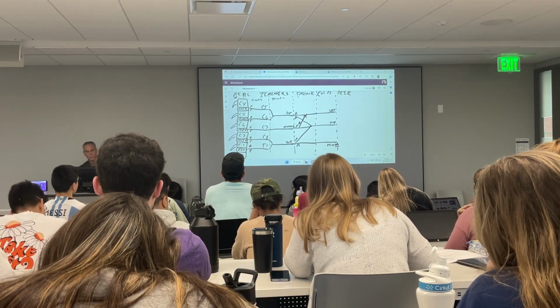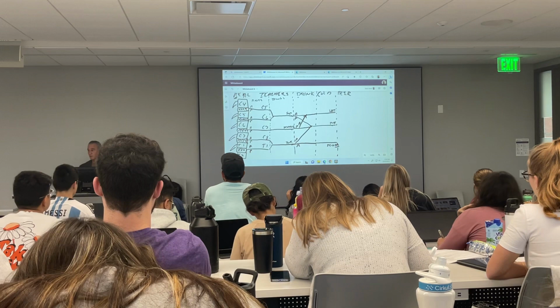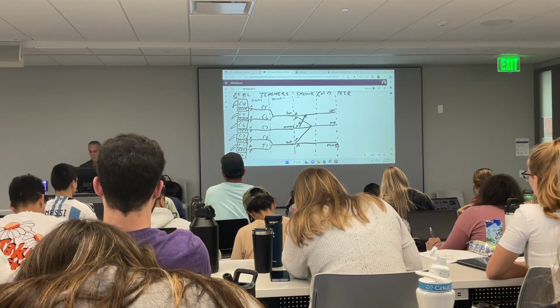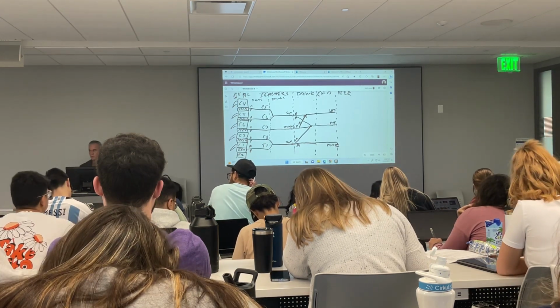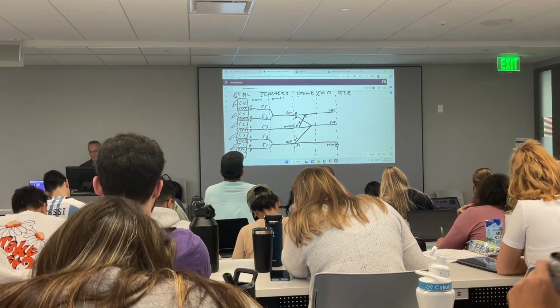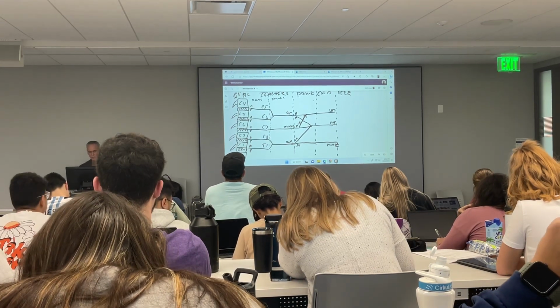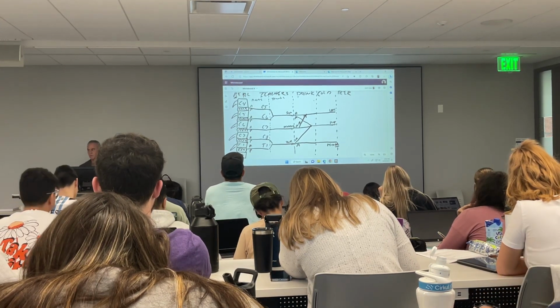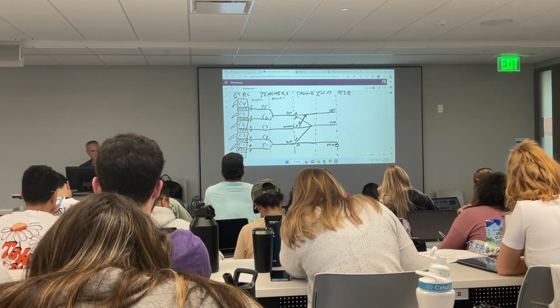So the lateral cord, you could say, is a pure anterior division cord. The posterior cord is a pure posterior division cord. And then the medial cord is a pure anterior division cord. That makes sense to everybody?